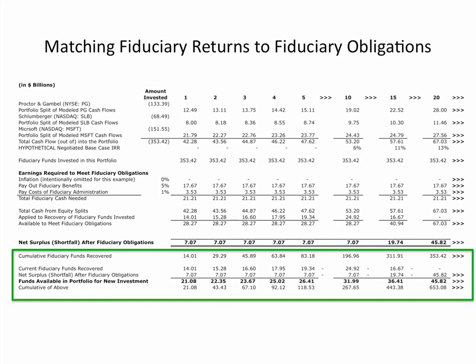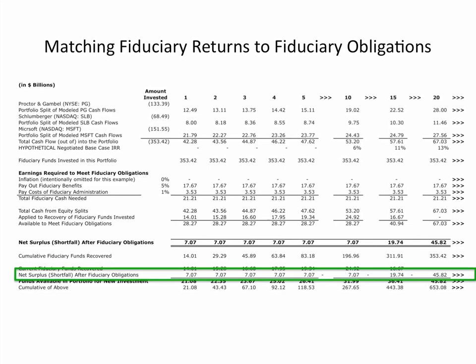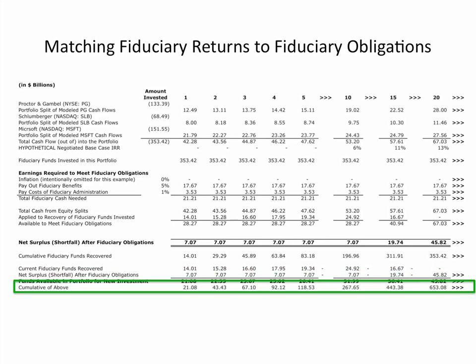The impact of equity split surpluses is shown here in this final matrix of calculations, where we bring down for each year the amount of cash programmed for recovery of corpus here, add to that the amount of surplus cash left over after fiduciary obligations are satisfied here, to show the amount of fiduciary funds available in each year for new investment. Here we also show how these funds accumulate over time so that the portfolio corpus grows to $653 billion of the original $353 billion.